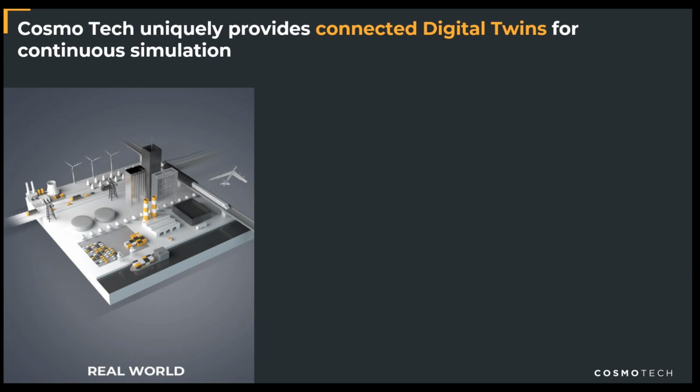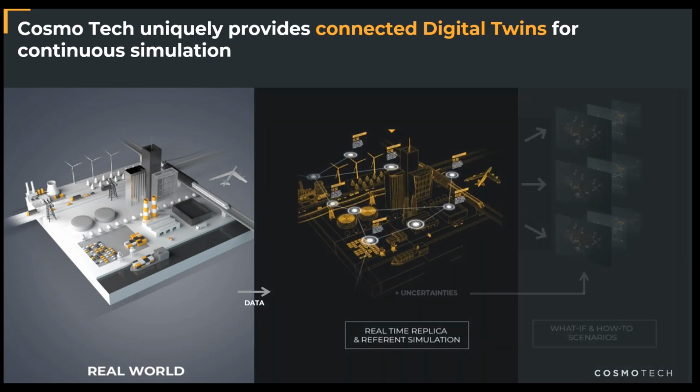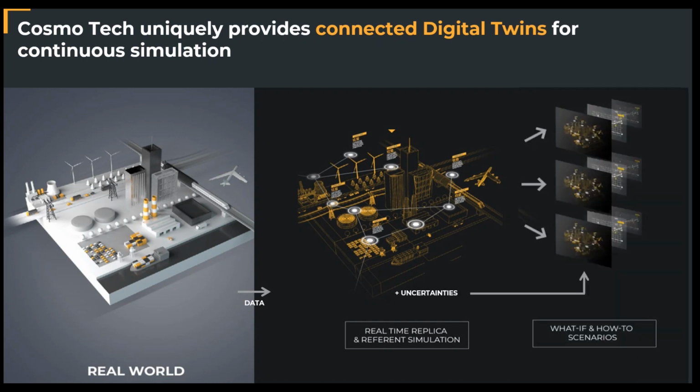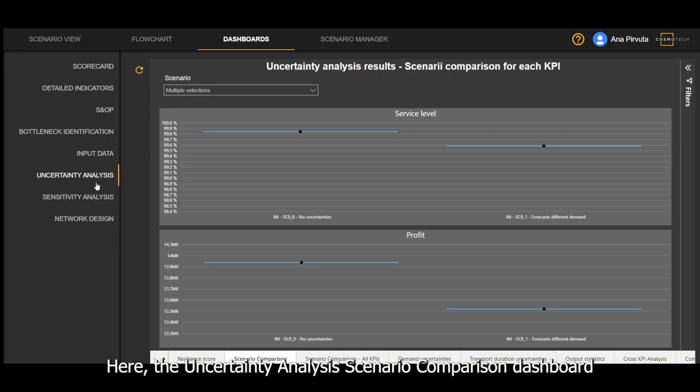Cosmo AI simulation provides a look at all the possible futures of a complex supply chain, letting you test the robustness of your organization and find the weaknesses before they impact your business. Here, the Uncertainty Analysis Scenario Comparison Dashboard compares the uncertainty analysis results on the service levels and profit based on the two previous scenarios.